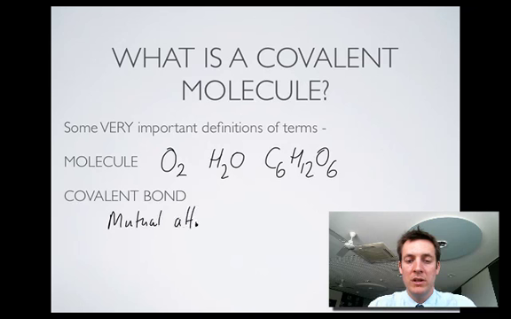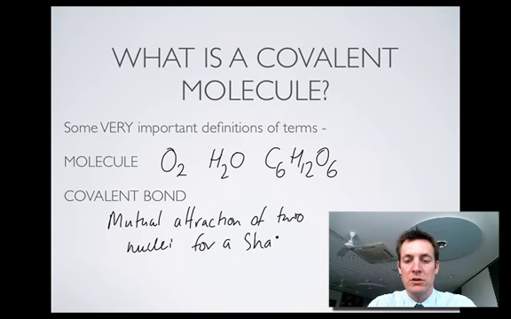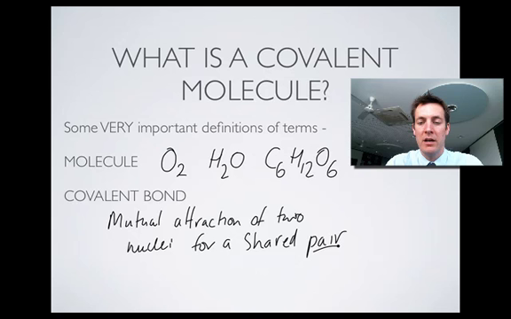The definition of a covalent bond is the mutual attraction, to put it more simply, of two nuclei for a shared pair of electrons. And it's got to be a pair. So not just shared electrons, but a shared pair of electrons. Make sure you remember those definitions. They're really important, because if you start talking about intermolecular forces where there aren't any molecules, then you're immediately going to be losing marks.